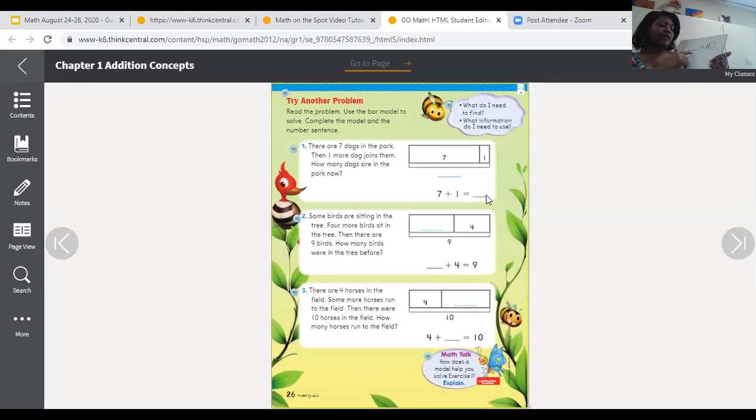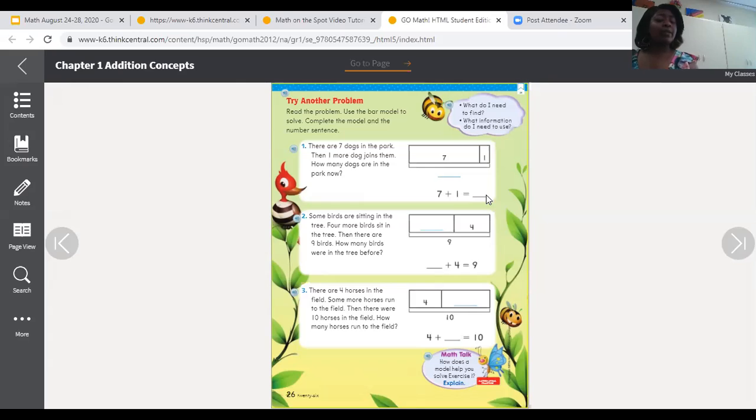Let's see how many circles there are right here. 1, 2, 3, 4, 5, 6. So my missing part is 6. So there were 6 horses that came. So let me make sure that I have 10 circles. 1, 2, 3, 4, 5, 6, 7, 8, 9, and 10. 10 circles, and my sum right here is 10. So yes, that is correct.